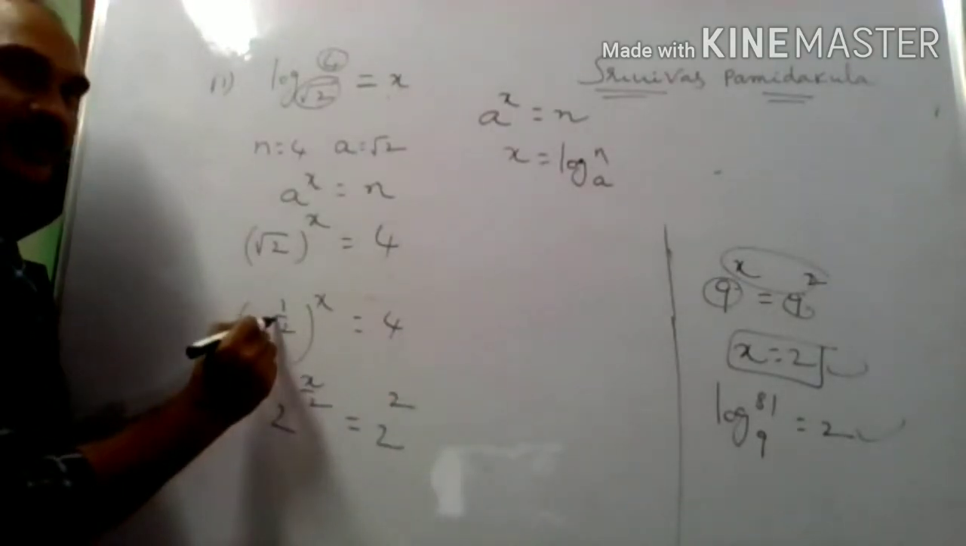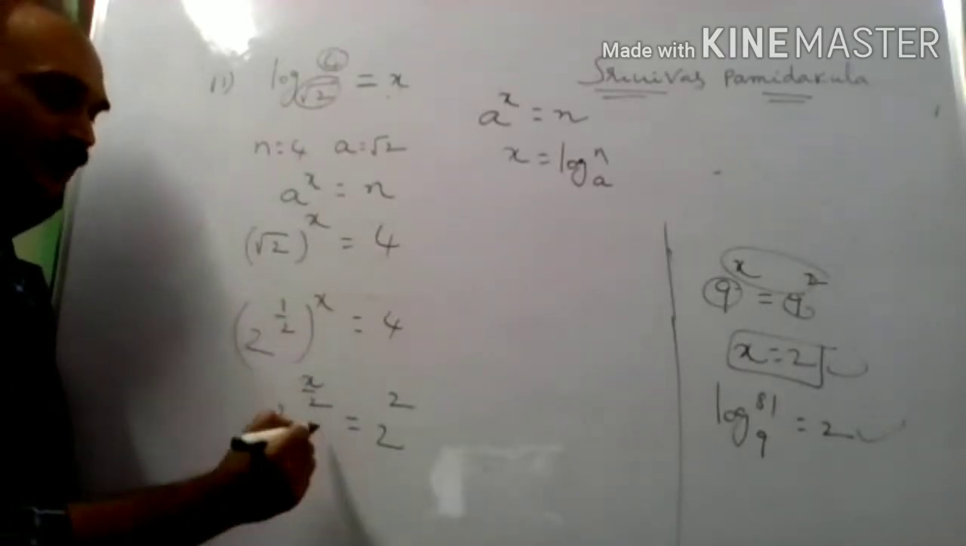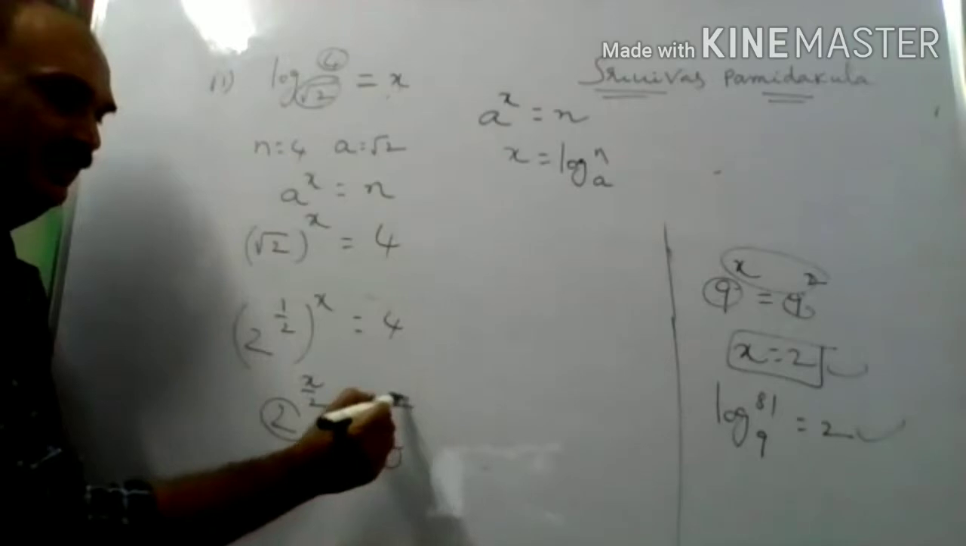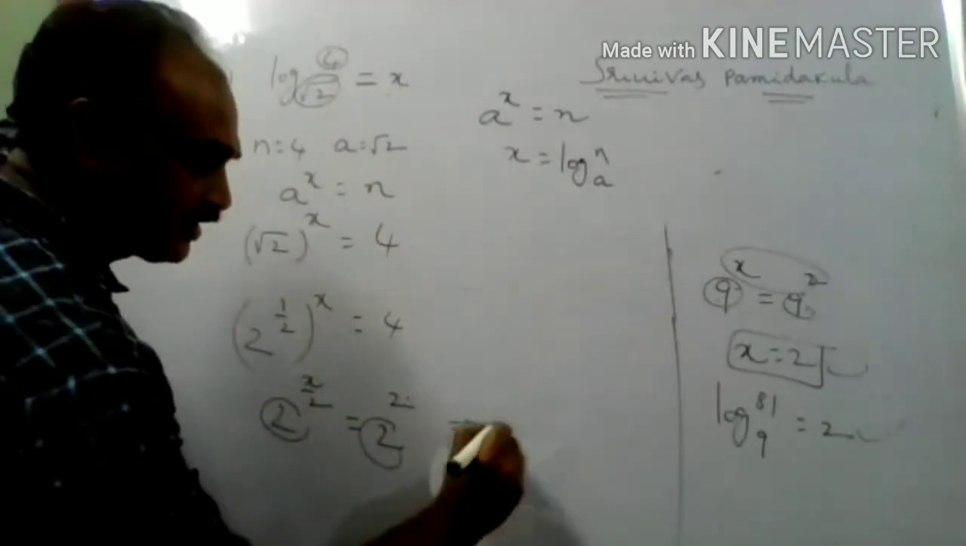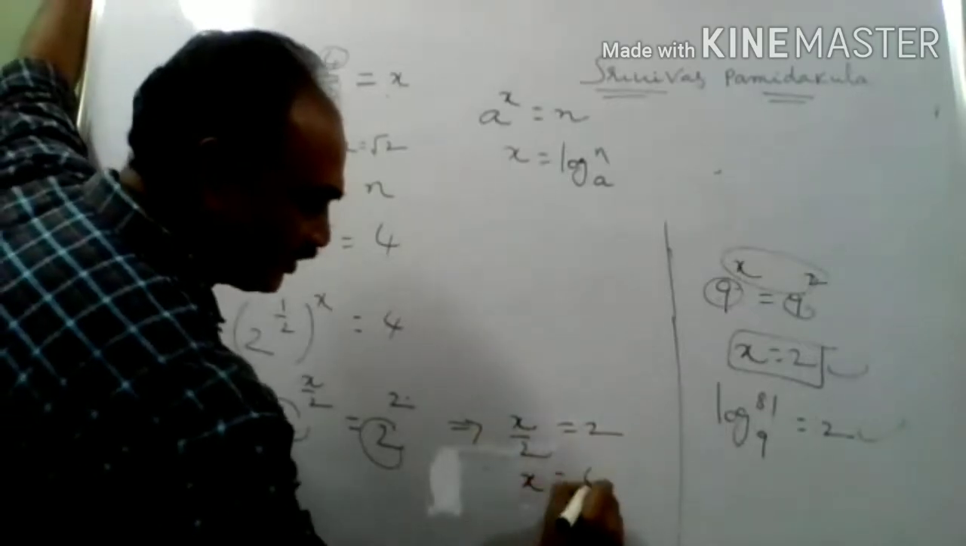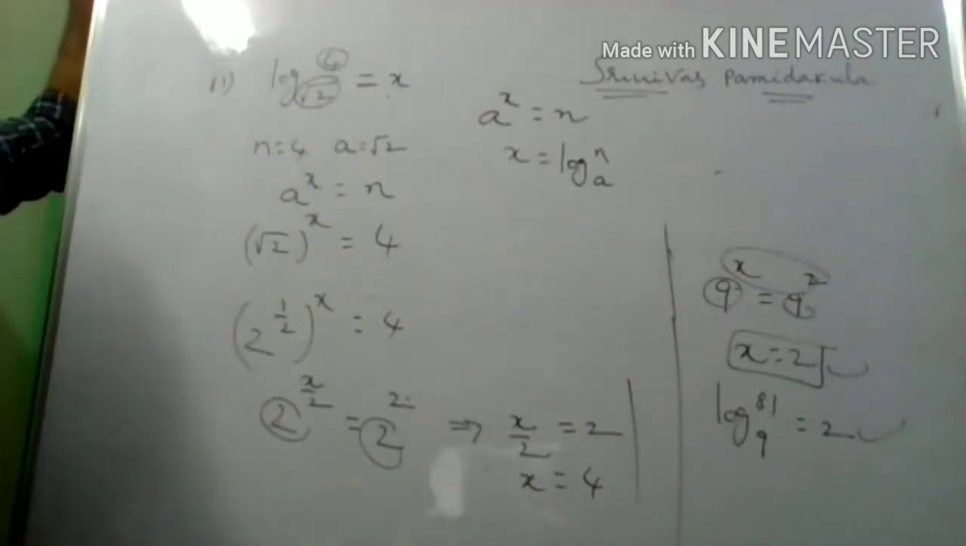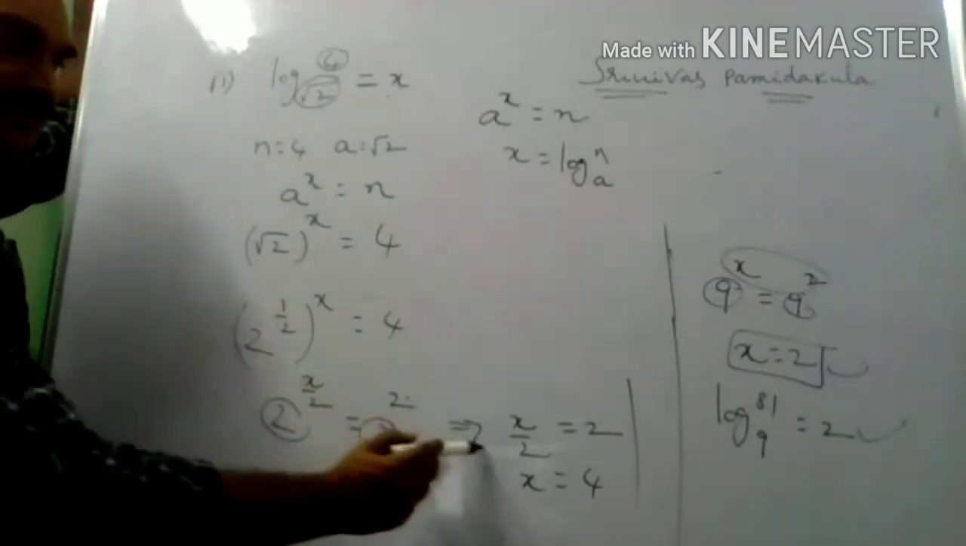Friends, a power m whole power n is a power mn, so we have 2 power x by 2. Here bases are equal, then powers are equal. x by 2 is equal to 2, so x is equal to 4. Answer 4. Okay, students, have you understood or not? x is equal to 4.